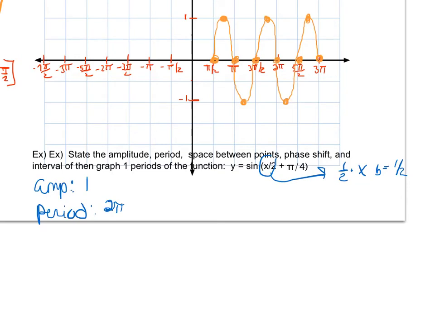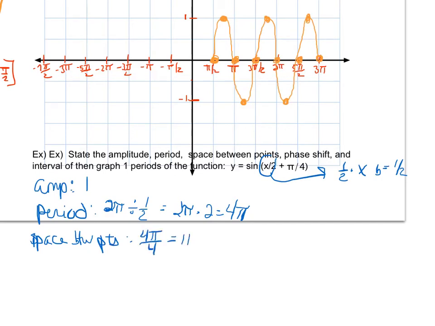Well, right away I'm going to say, hey, over 1/2 means divided by 1/2. Then I don't have that funky double fraction. That's the same thing as 2 pi times 2, or 4 pi. So notice it is taking a much longer time to complete that cycle, so it should look a lot wider. Then I can find my space between points by taking my period and dividing by 4, giving me pi.